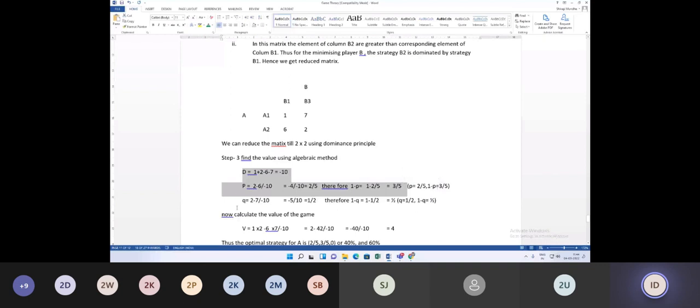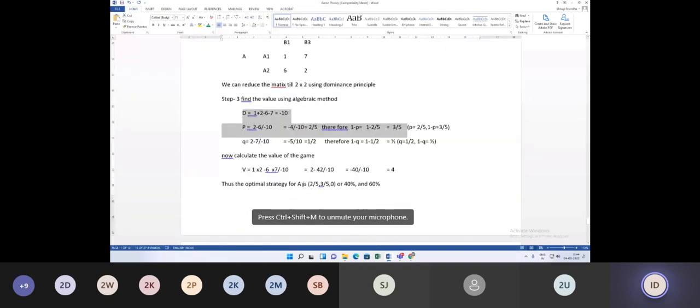Similarly, q is also calculated. The same principles, the same direct method rule, we are applying. 2 minus 7 divided by minus 10, right? That is the denominator which we calculated. Minus 5 divided by 10, right? Minus 5 divided by 10 is equal to 1 by 5. Therefore, 1 minus q is equal to 1 minus 1 by 5, which is 4 by 5. Fine. Now calculate the value of the game.